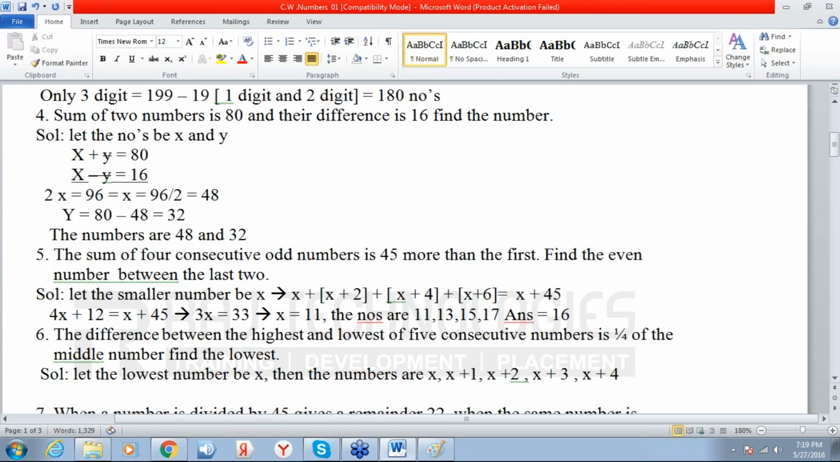According to the question, the difference between the highest and lowest of 5 consecutive numbers is 1/4 of the middle number. So the difference between x plus 4 minus x is equal to 1/4 of the middle number, which is x plus 2.